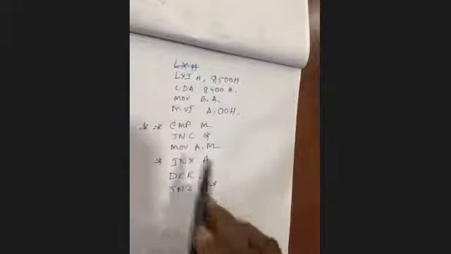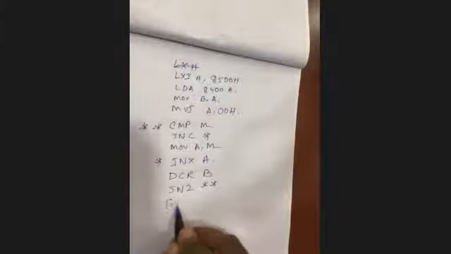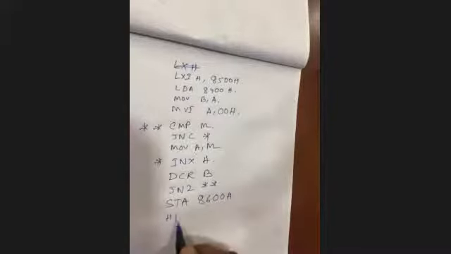One instruction is done, that is DCR B, and then JNZ loop. Means until B becomes 0, this procedure will be going on and on. So after that, where is the result stored? The result is stored in the accumulator. It should be stored in which memory location? 8600H. Program is ended with HLT.